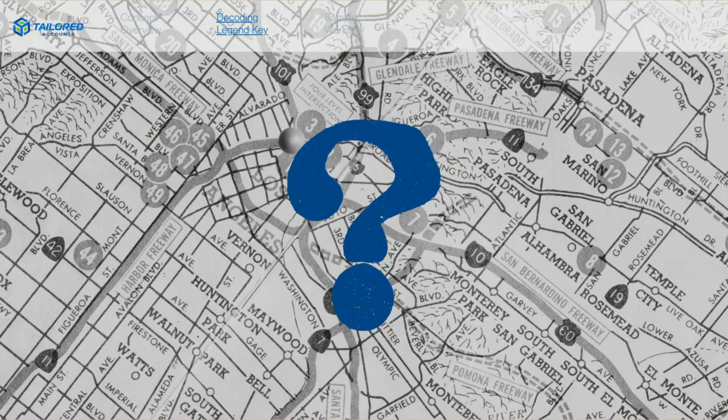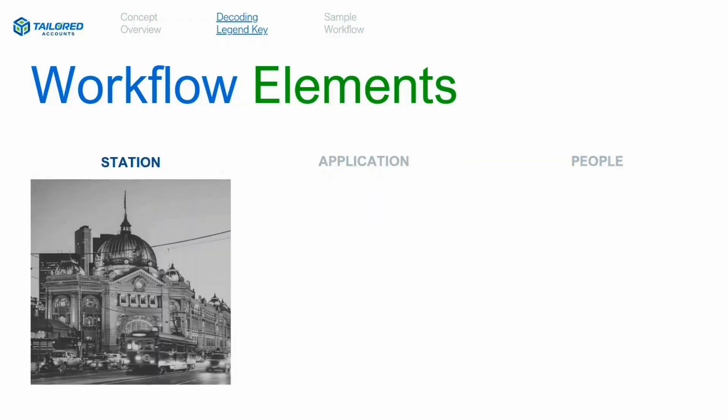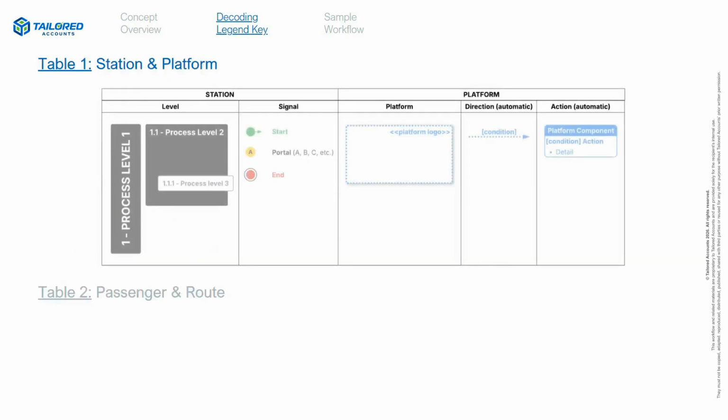To start, can you guess what makes up a workflow? At its core, a workflow consists of processes and sub-processes, applications, and most importantly, people. To make these concepts easier to visualize, we'll translate them into friendlier terms: stations, platforms, passengers, and routes. Zooming in to station and platform.